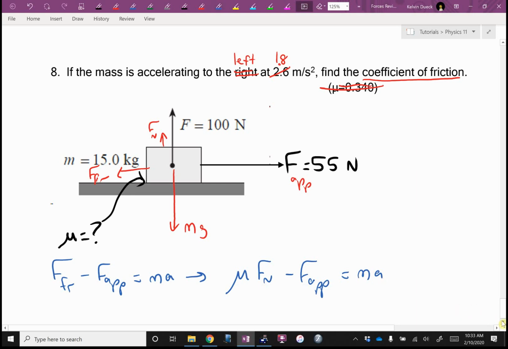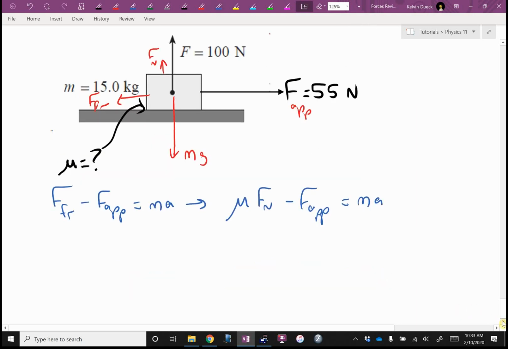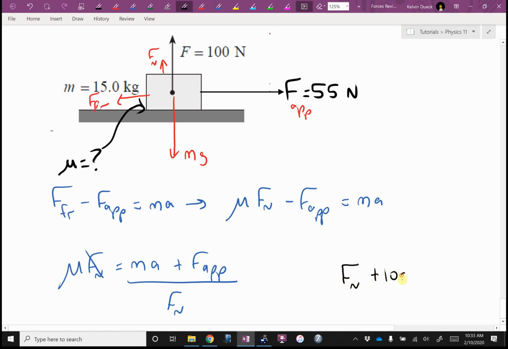Mila, what am I going to move over first? I'll get mu times the normal force equals ma plus F applied, Mr. Dewick. And then I would divide by the normal force. Now the problem here, I don't know the normal force. I would have to calculate it by going everything up equals everything down. How would I get the normal force by itself? That's the number that would go down there.